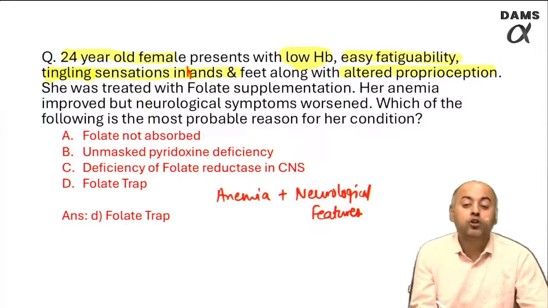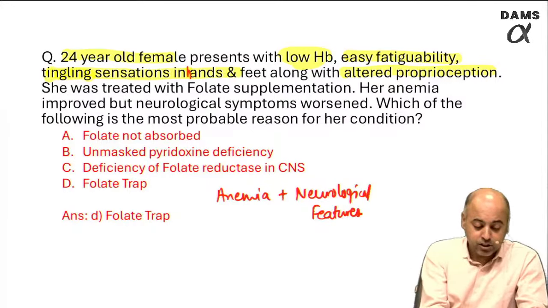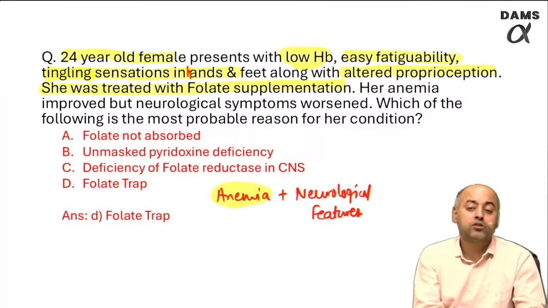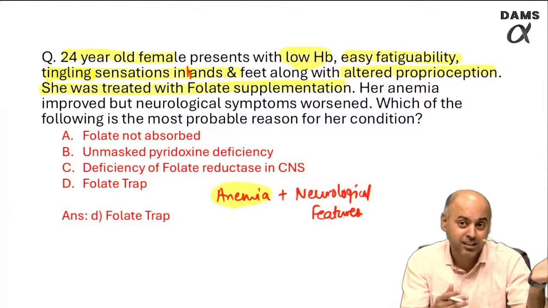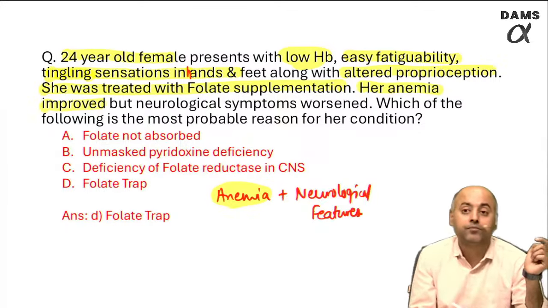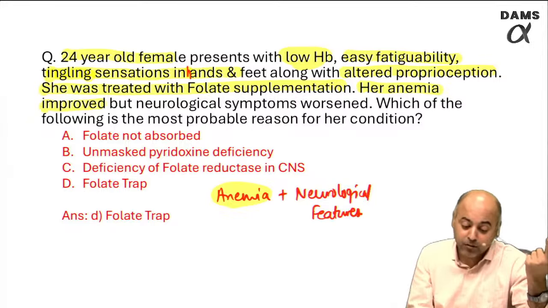All right, what else is mentioned in the question? She was treated with folate supplementation because about anemia, it was seen in the peripheral smear, the megaloblasts are there, so treatment with folate is there, which will help resolve the anemia. But if this is due to folate trap, the anemia will improve.